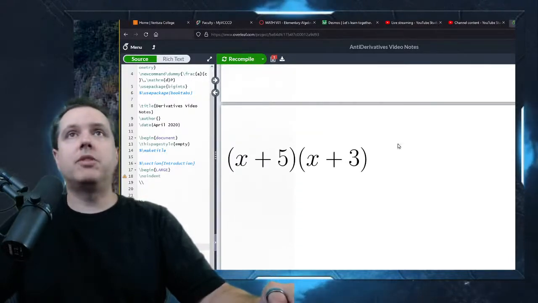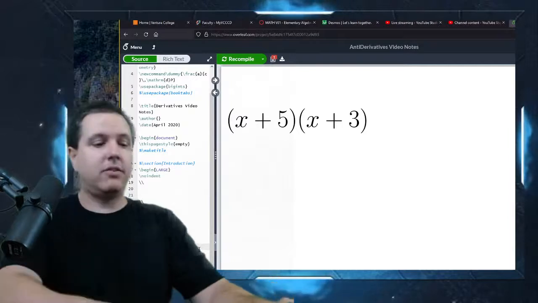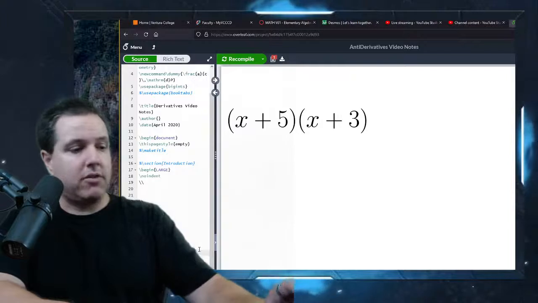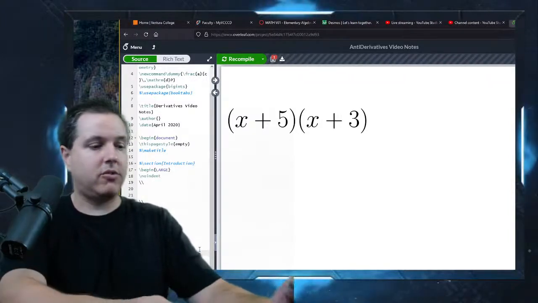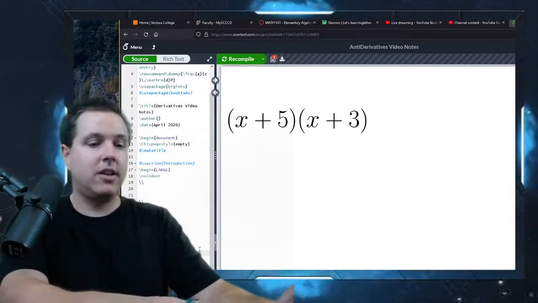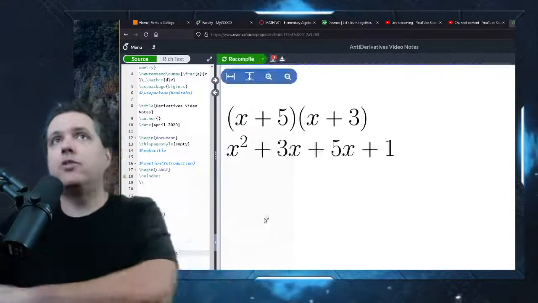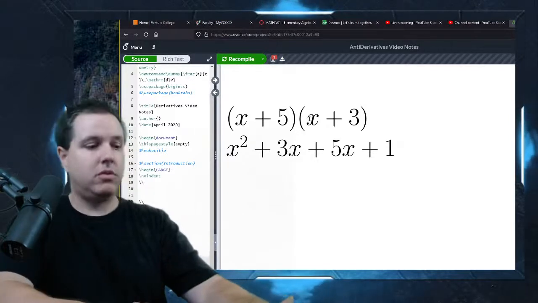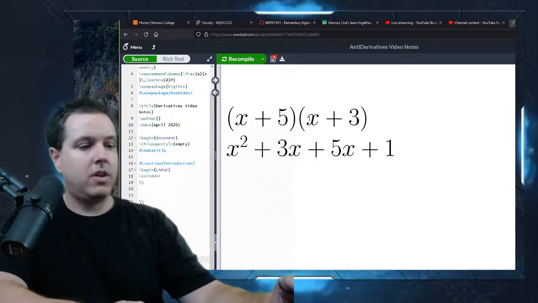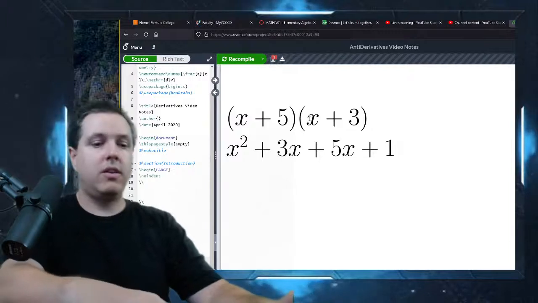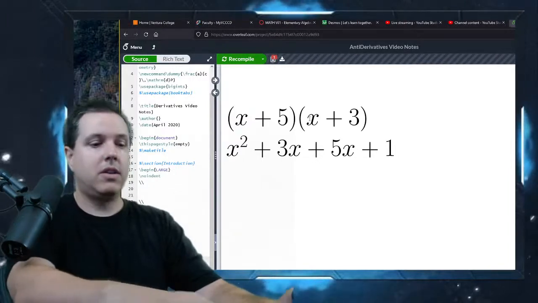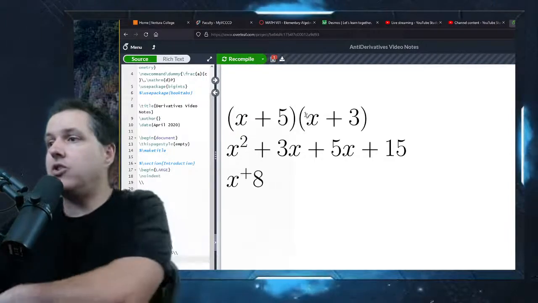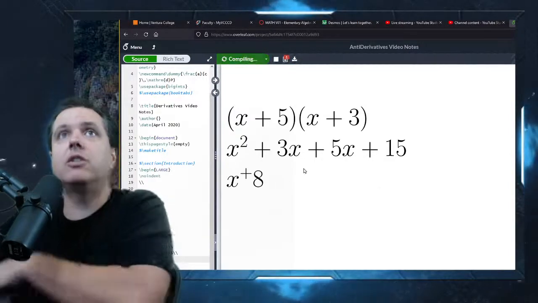x plus 5 times x plus 3. So remember how we multiply these, right? We're going to multiply this out. x squared plus 3x plus 5x plus 15. Right? So we're just doing the FOIL. And then this will simplify to x squared plus 8x plus 15, right? So that's just our polynomial multiplication, okay?